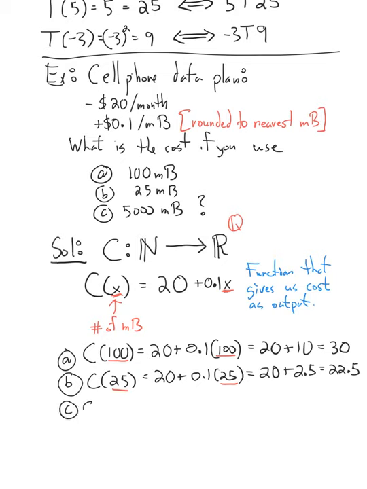And our third example is C of 5,000, which is going to be 20 plus 0.1 times 5,000, which is going to be quite big, which is 20 plus 500, which is $520. So this isn't a very good phone plan for using 5 gigabytes. It would cost us $520.